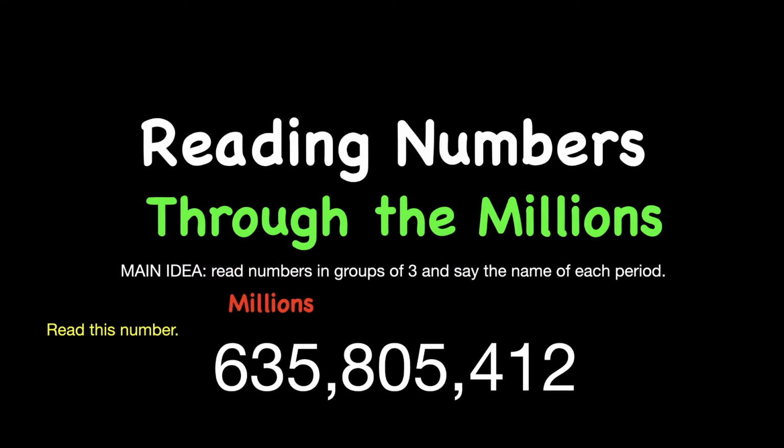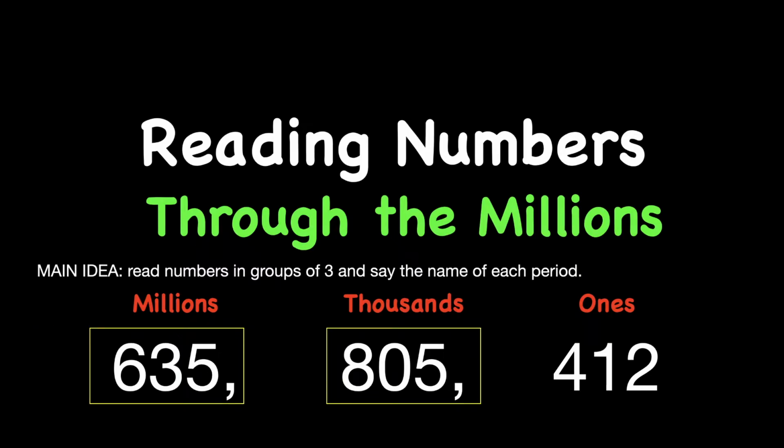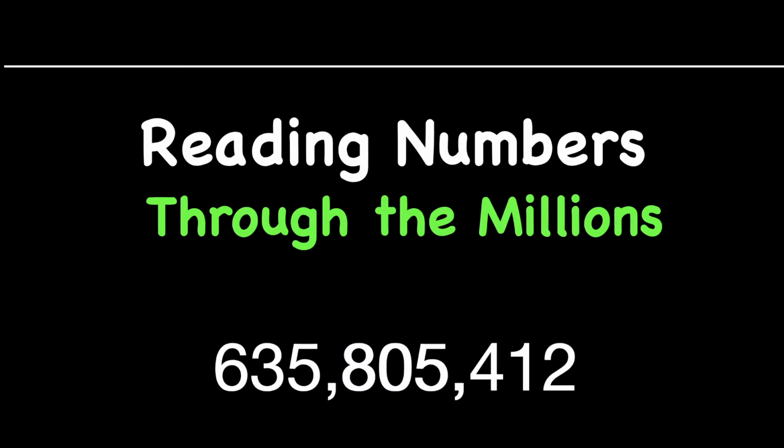So we already have the millions period for this number, then the thousands period in the middle, and the ones period at the very end of the number. So if we split that up, you would read the millions period as 635 million. The thousands would be 805,000, and the ones period would be 412. And you do not say the name of the ones period. Together, it would be 635,805,412.